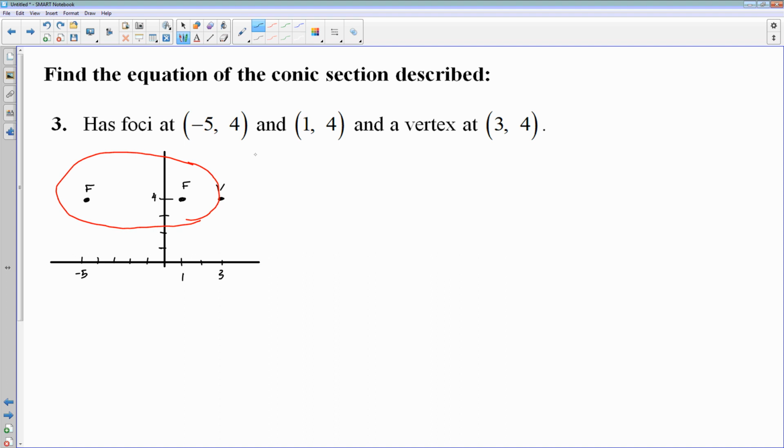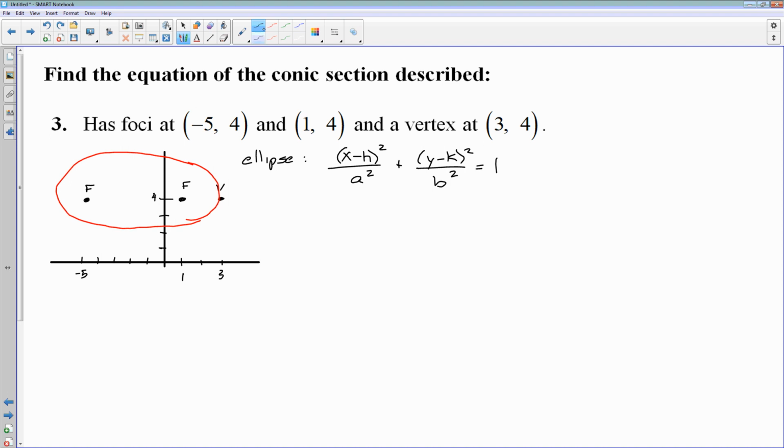So this is an ellipse, and since my ellipse goes left and right, that means my bigger number is going to be under the x term. So it would be (x - h)², and my larger number, a², is going to go under the x. (y - k)² is going to be over my b², and that would equal 1.